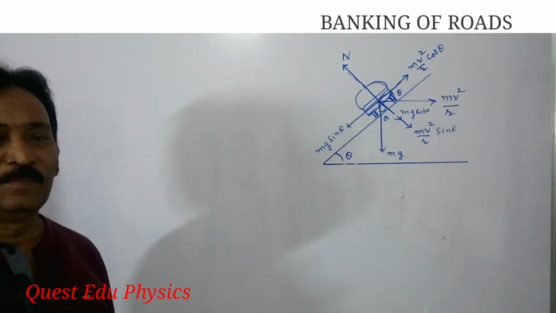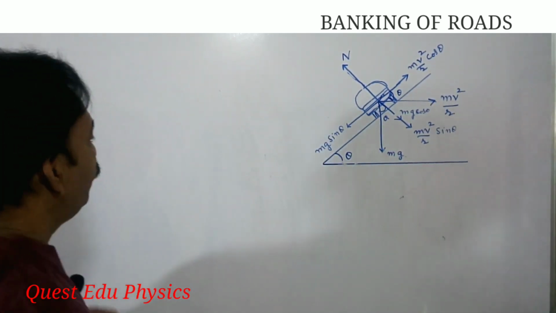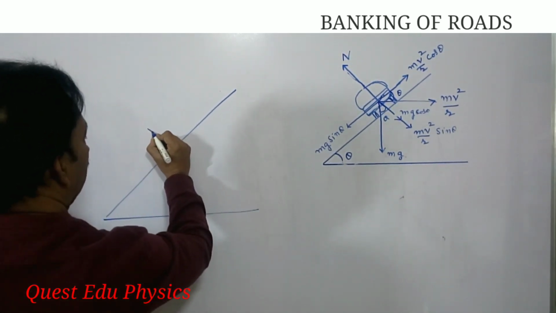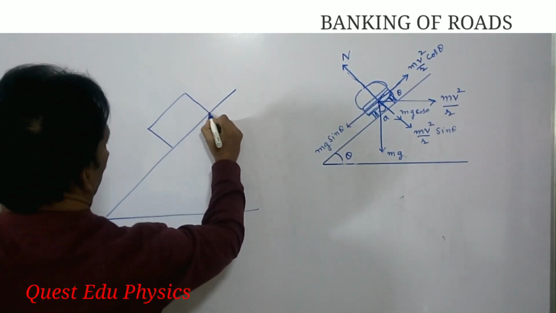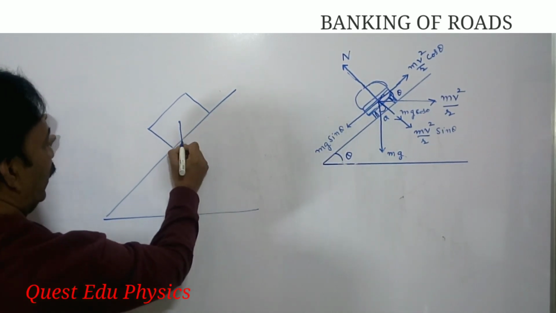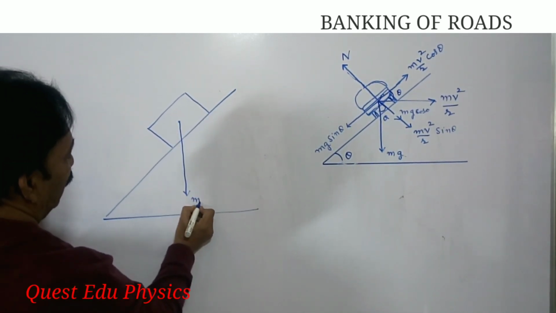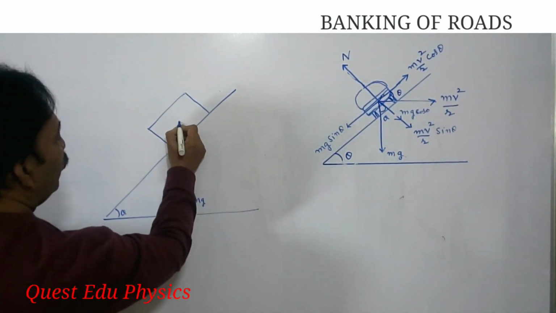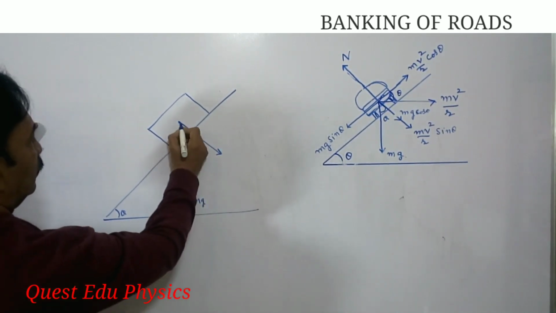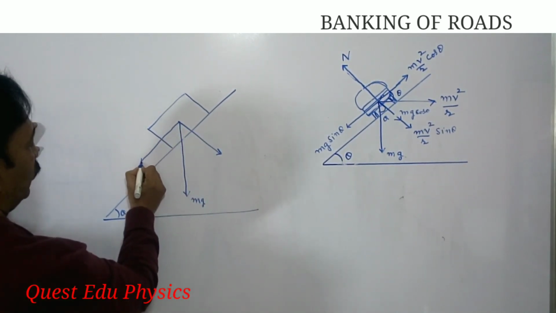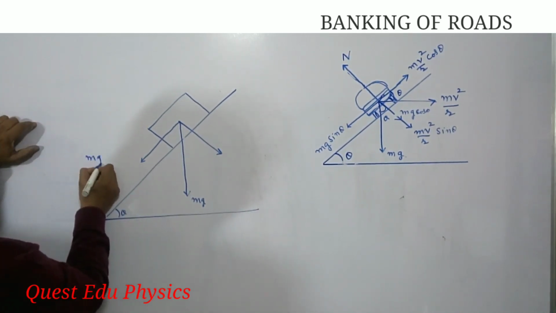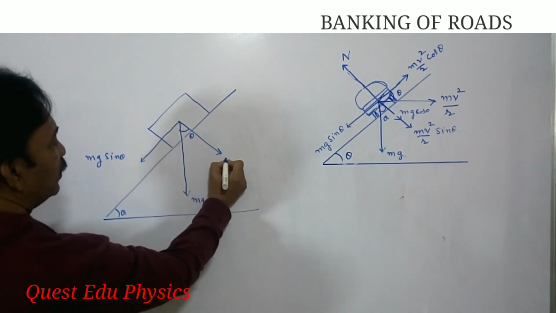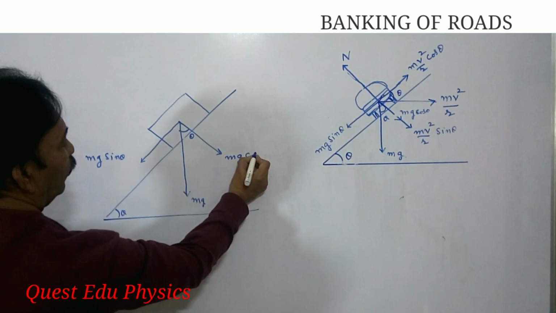Okay students, here I hope you understood. I'm drawing in a larger way. Let's say this is the vehicle and the weight of the vehicle is acting vertically downwards, and this is the angle of banking. I'm resolving the weight into components: mg sin theta, since the angle is theta, and mg cos theta.